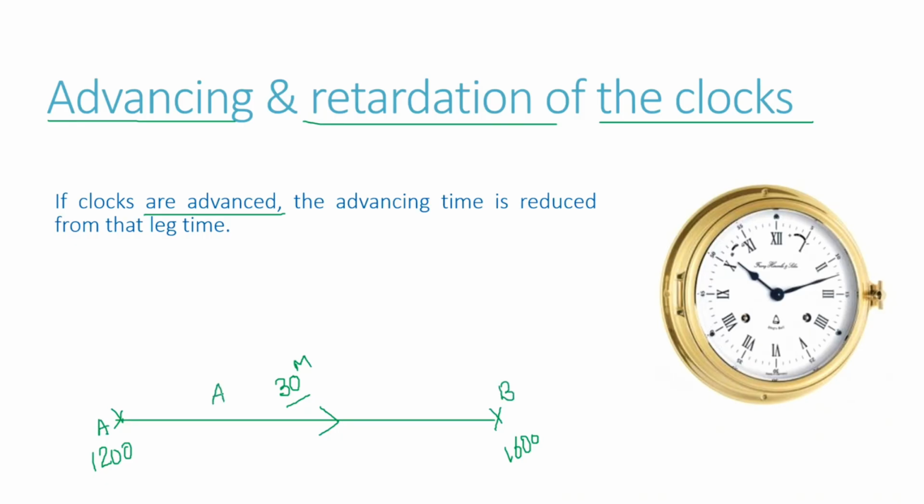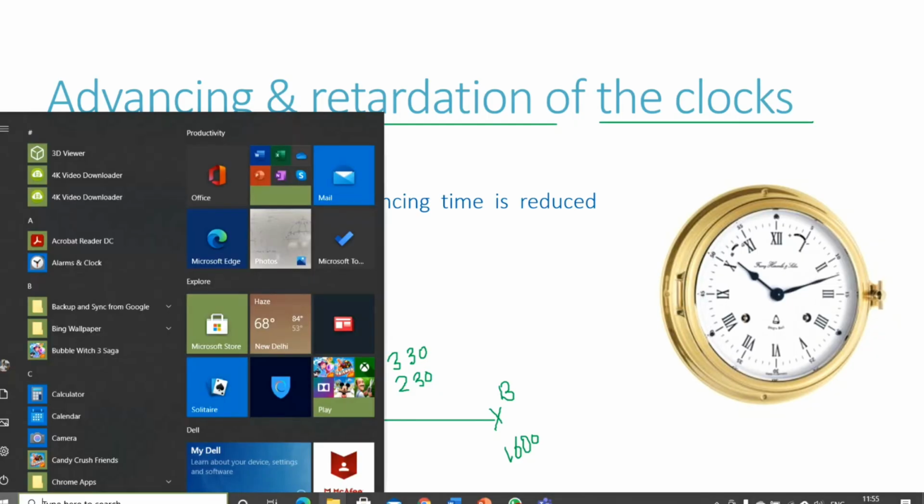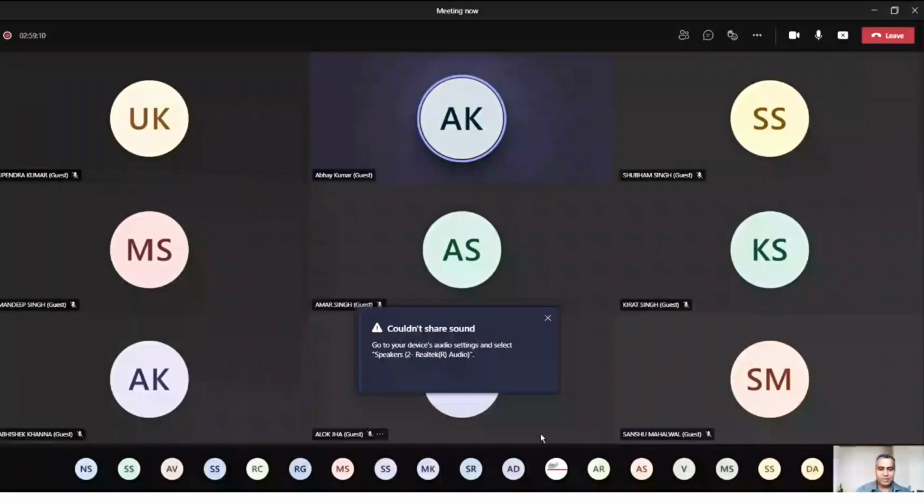3 hours 30 minutes. Okay, one option is 3 hours 30 minutes. Anybody has a different answer? Two hours 30 minutes. Okay, so option A is 3 hours 30 minutes, option B is 2 hours 30 minutes. Who will become the navigator? No, sorry, 3:30, sir. 3 hours 30 minutes.